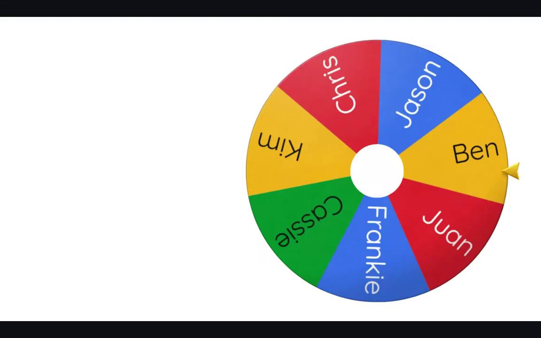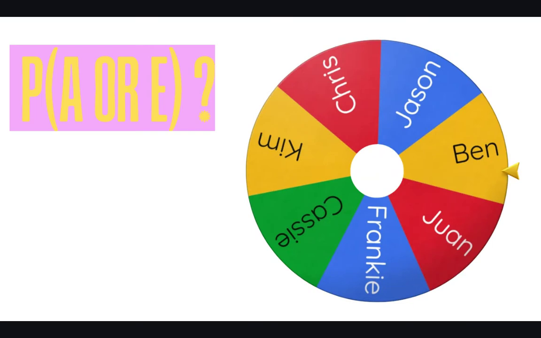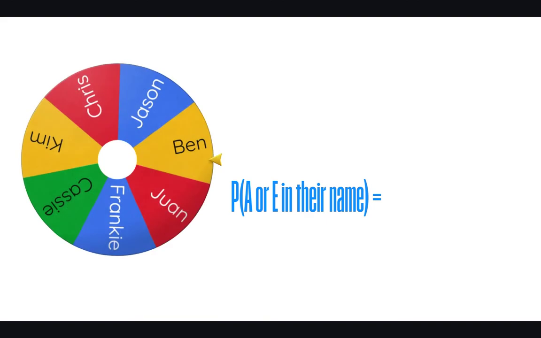so back to the wheel of names we go. This time, what are the chances the wheel lands on someone who has the letter A or E in their name? Well, if these were mutually exclusive events, to get the probability of A or E, we would simply add the two probabilities together. So let's try that. First, we will count the number of names. There are 7 total names on the wheel.